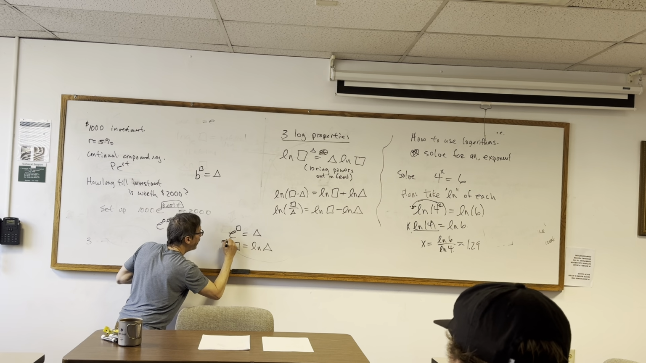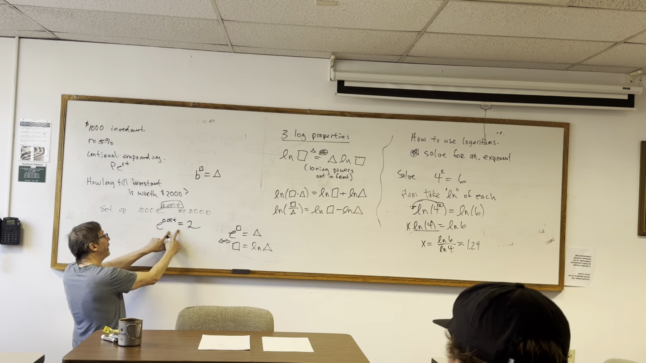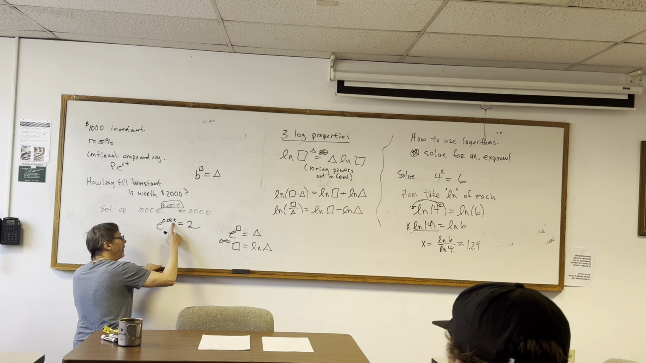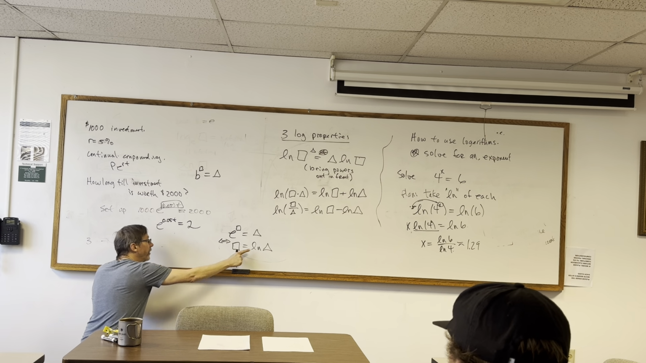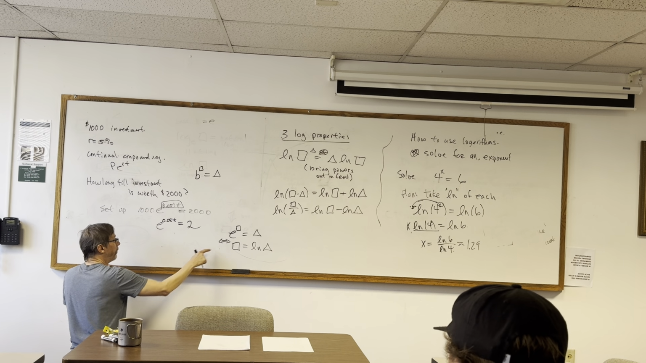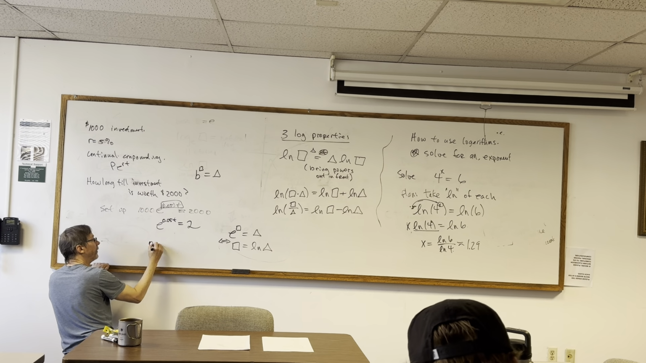These are the same thing. So I can immediately just go from here. Look, in the square, I've got 0.05t. In the triangle, I've got 2. So I can immediately figure out what 0.05t is. 0.05t is the natural log of 2.